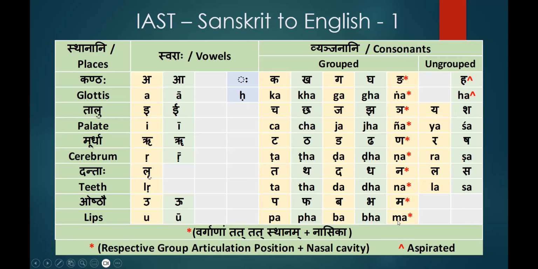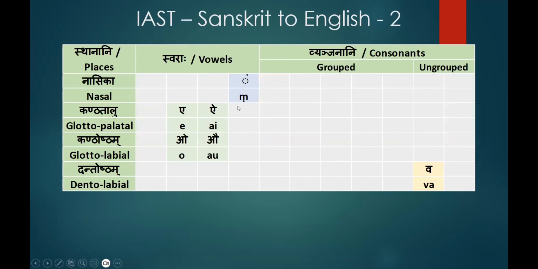Whereas, if you are going to say Rama, the M is a consonant. If you are going to say Ramam, then you are going to say R-A-M-A-M, but the last M will have a dot below, Ramam. This is a nasalized sound. This is something that you have to keep in mind.